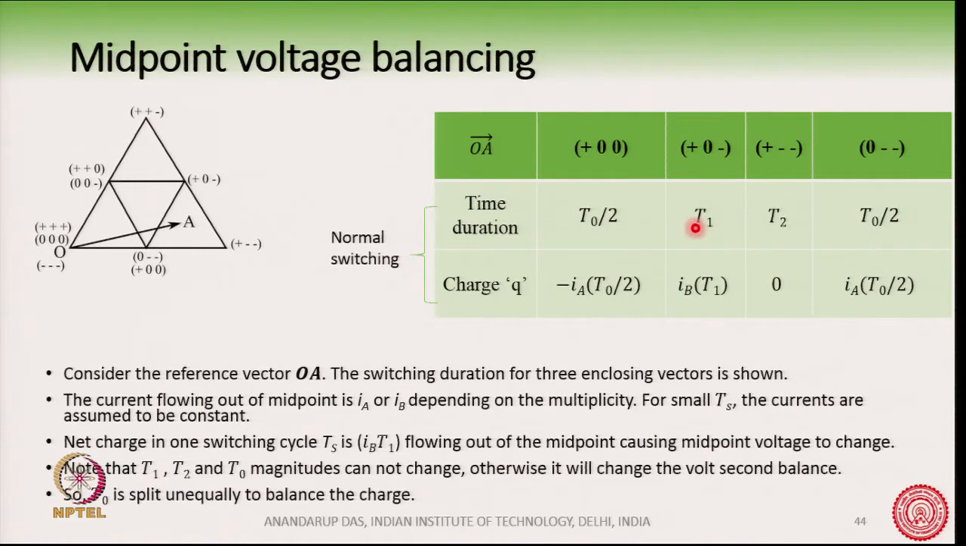Note that the technique that we will use is this T0 by 2, right. So, we have two vectors of equal magnitude, this plus 0 0 and 0 minus minus, they are producing the same vector, okay, and their timing durations are T0 by 2 and T0 by 2. If we change these timing durations to a value which is not equal to T0 by 2, for example, this is 0.5 T0, suppose we make this as 0.4 T0 and we make this as 0.6 T0, so that the sum of these two is equal to T0, okay. But we change this to 0.4 T0 and this to 0.6 T0.